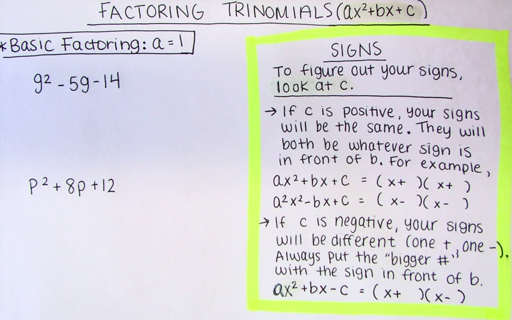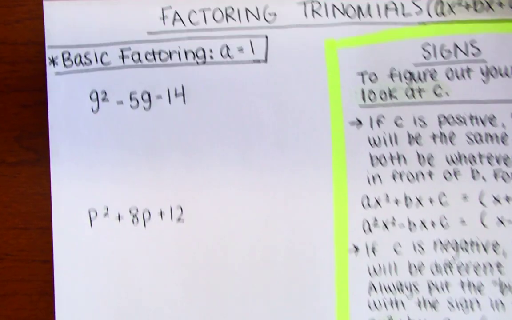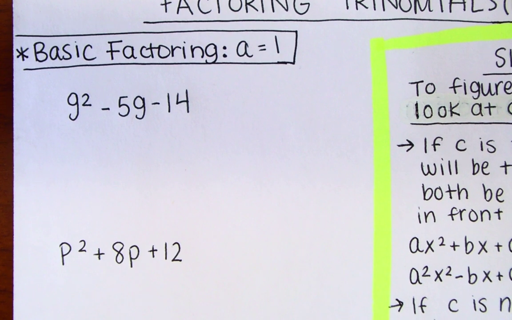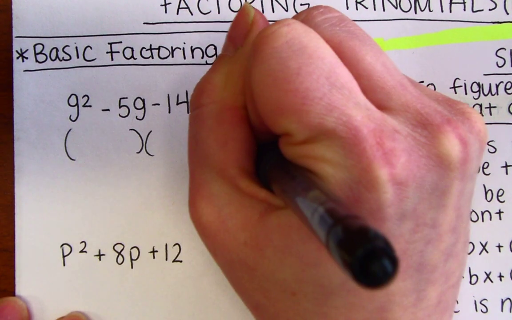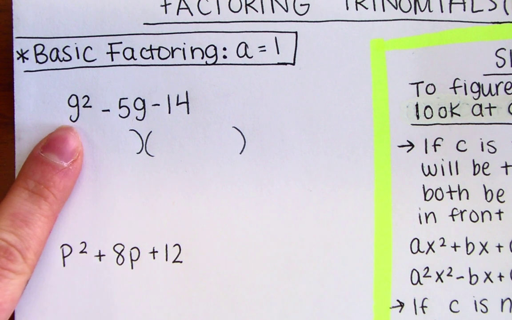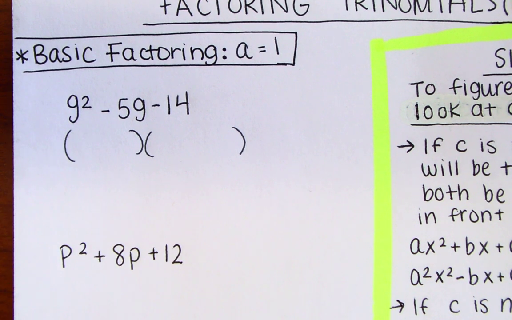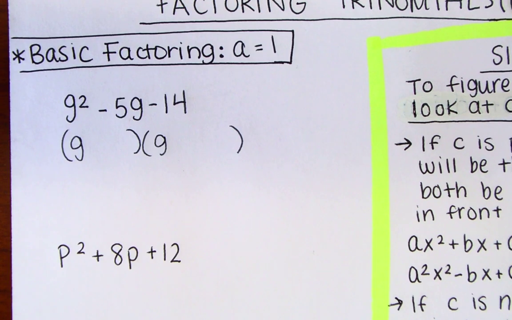All right, so let's actually get into some factoring. The basic factoring is pretty simple. I don't think you guys will have too many issues doing this. This is just a basic product and sum. So what we're looking for here is we're always going to set up our parentheses first. So I'm going to draw my parentheses, and then I need to take care of my squared term. So in order to get a g squared in front, if I were going to FOIL this back out, I would need a g and a g.